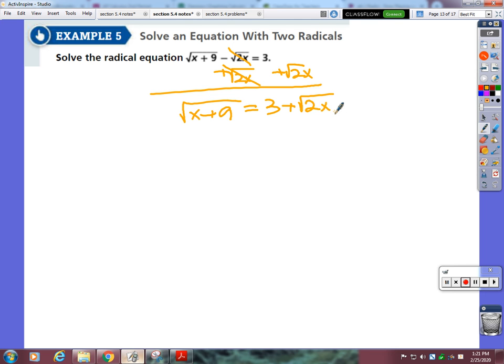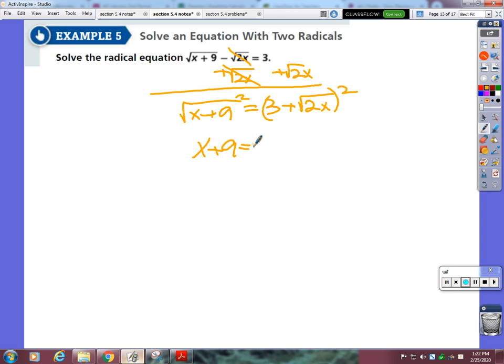That's right. So if I take the square root of x plus 9 and I square it, the square root and the square cancel and I'm left with x plus 9. This is not for the faint of heart, but we can do it. It's still the same pattern.